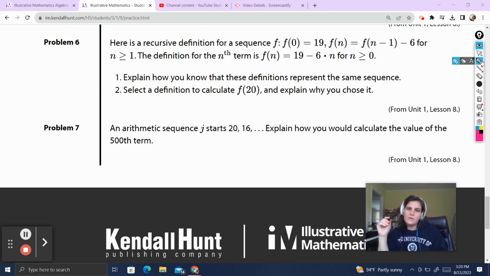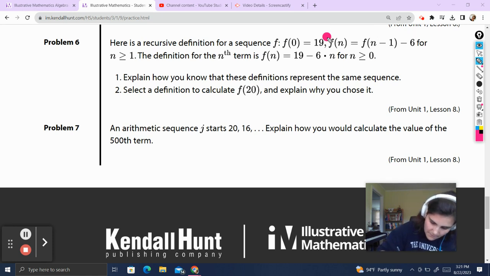Explain how do you know that these definitions represent the same sequence? Well, looking here, I see that the first term is 19, F of 0 is 19, and then the rest of the terms are going to be defined by the term before minus 6. So this is the way that I'm defining my function right here.